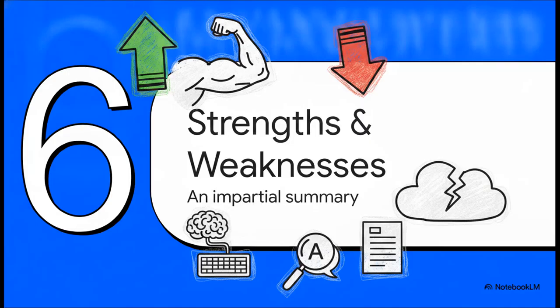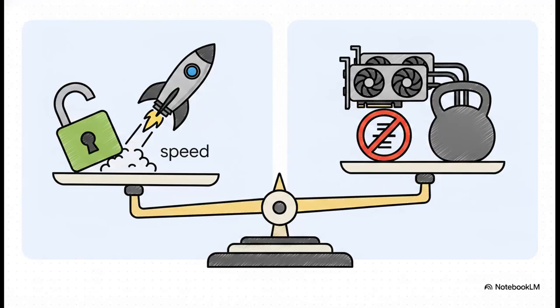As we get ready to wrap up this explainer, let's take a balanced look at the real-world trade-offs. Section 6, Strengths and Weaknesses. On the strength side, honestly, it's phenomenal. It ships with open weights under the Nemotron Open Model License, which means it's ready for commercial use right out of the gate. You get incredible speed and highly efficient training, 2.1 trillion tokens for the denoiser.